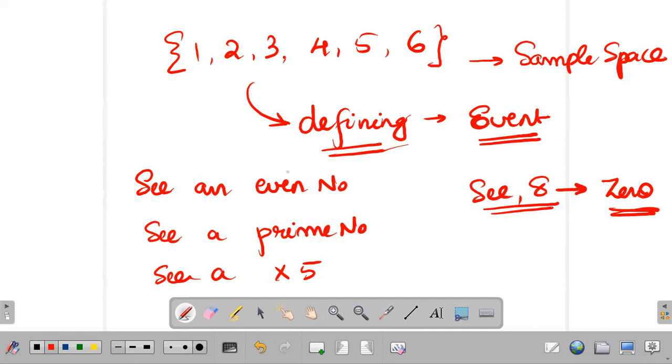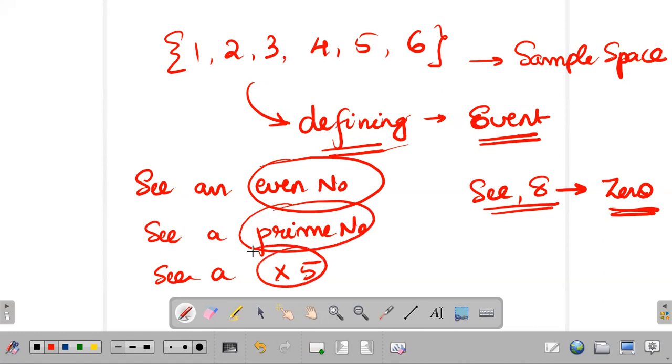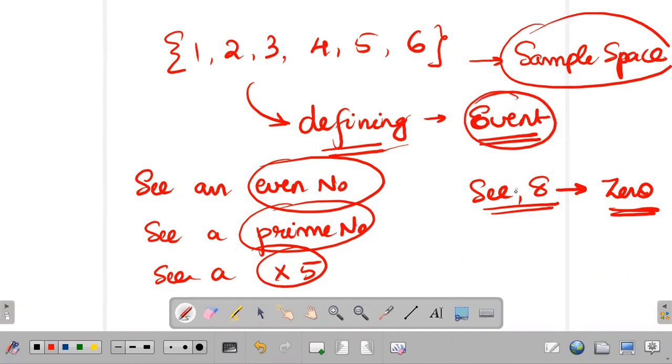In the same way, what is the chance that I'm going to see an even number? I can quantify that. A prime number, I can quantify that. That it's a multiple of 5, I can quantify that. When I do that quantification, I am basically bringing the probability aspect into the picture. So I just talked about sample space, and within the sample space, I'm talking about the events here.